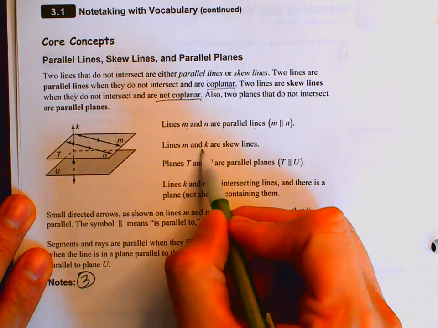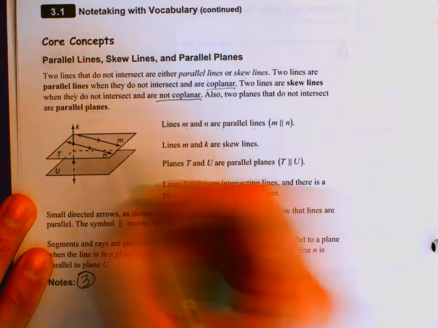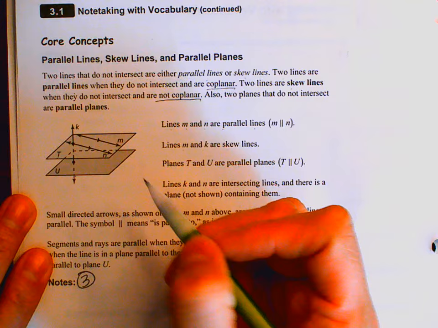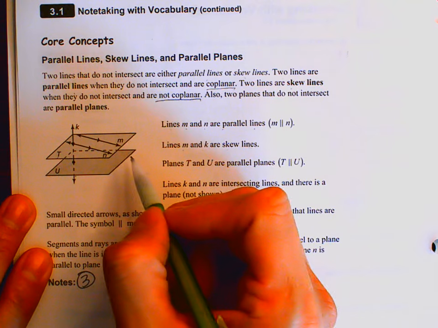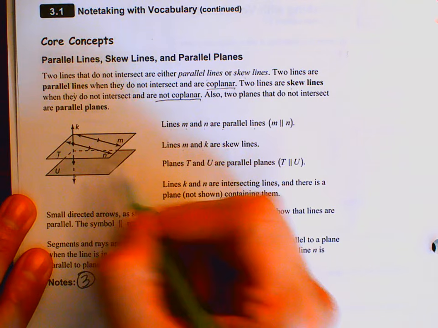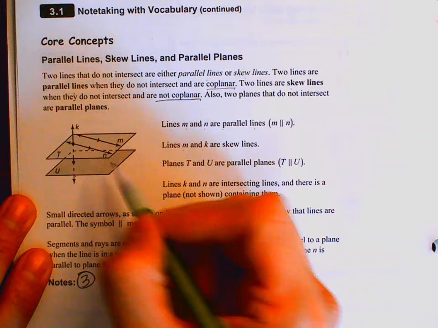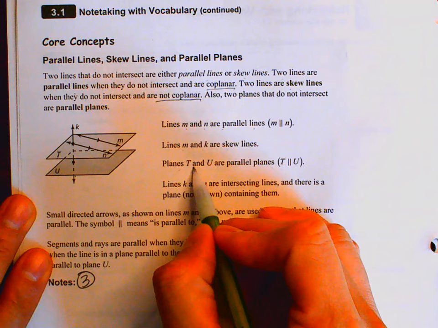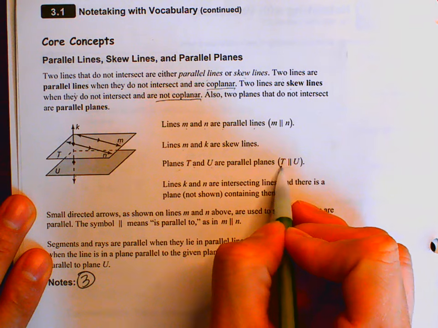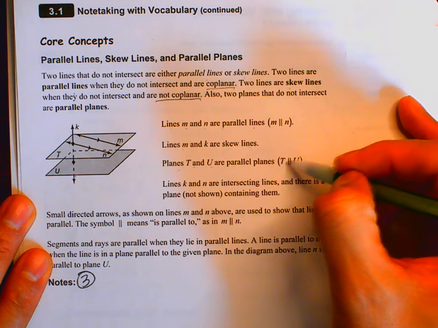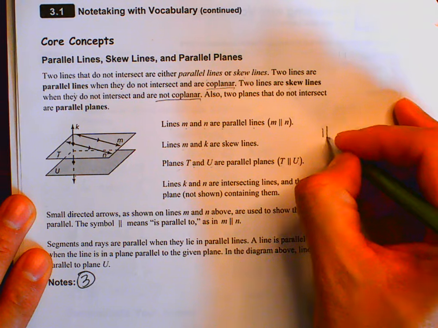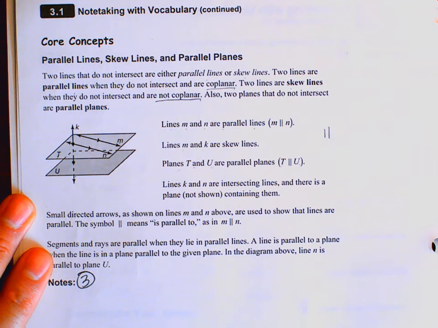Lines M and K are skew lines. Now, why do we say that they're skew lines? Because one, they do not intersect, and K is not on the same plane as line M. M is in plane T. Planes T and U are parallel, and this is the notation, T parallel to U. The two little lines, like this, looking like an 11, are the symbol for parallel.